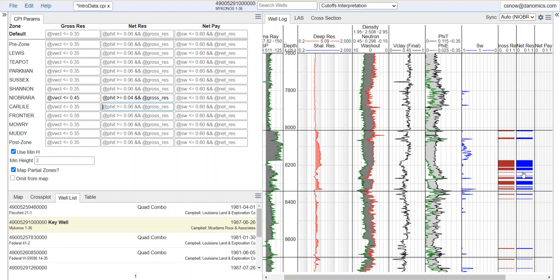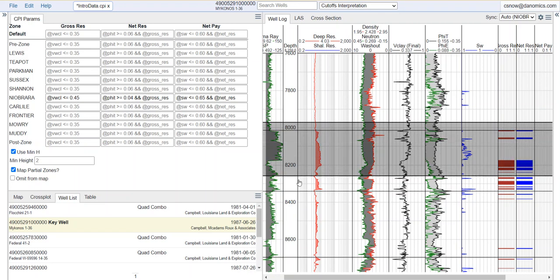So once again, now we'll see that we expand out this definition a little bit more. And then finally, what is the cutoff for saturation? 60% is probably a little bit harsh, probably 65% is a bit more of a realistic cutoff in this. But what we see in this well is that the way we have calculated saturation, there's very little of this interval that has less than 65% saturation.